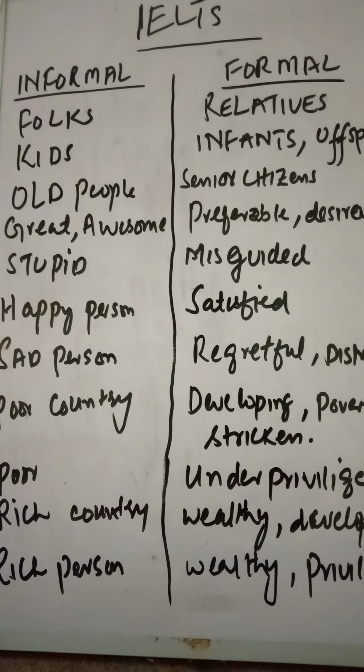Poor country, you can't use it in your written English, especially in IELTS essay. So you should use developing country or poverty stricken. These are the formal words. If somebody is poor, you can say underprivileged. Society, also you can use rich country.